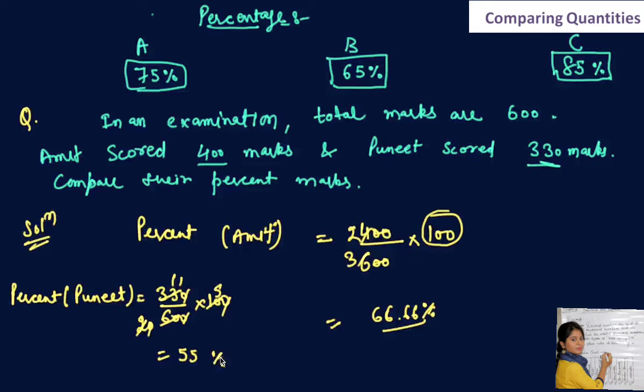So on this basis we have got both the marks in percentage now. So directly we can compare. As you can see, 66.66% is greater than 55%. So directly we will say that Amit scored more marks than Puneet. You can also see directly that 400 is greater than 330, but we need to show it in percentage, and after this step we say that if we compare their percentage marks, then Amit has scored more marks than Puneet. So in this way we will solve this type of question.